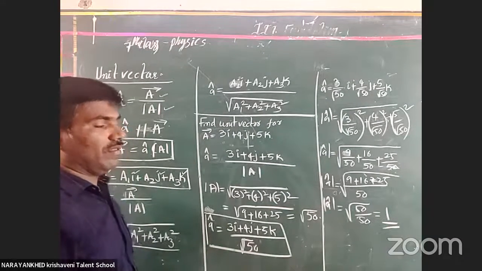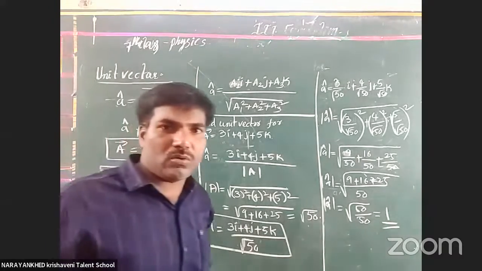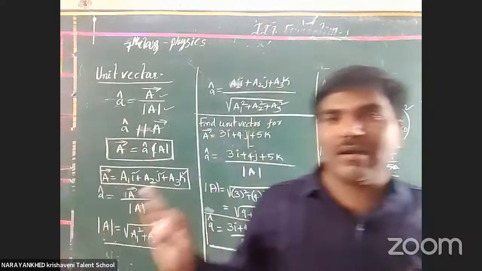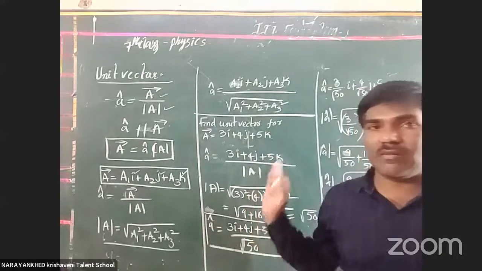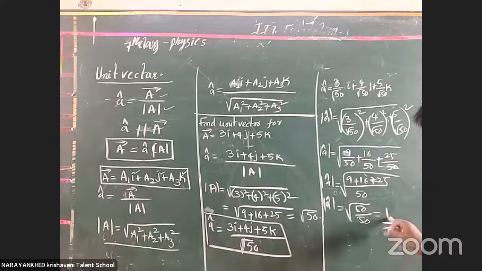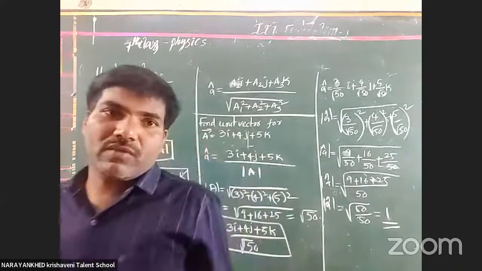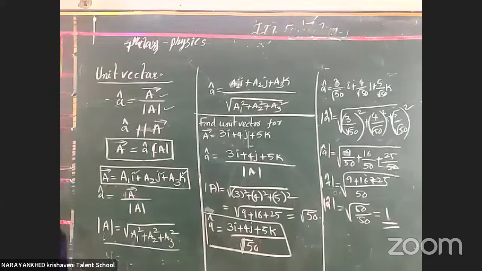Got it? One more important concept: whatever unit vector you take here, that vector's magnitude, or its mod value, becomes 1. This is the proof for it. Once do it, once complete it. It's a very important thing. All the students, don't neglect this component.